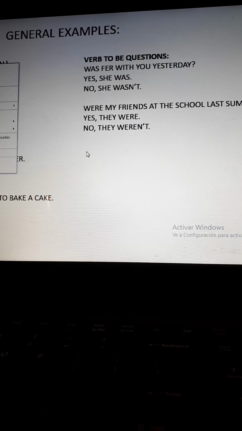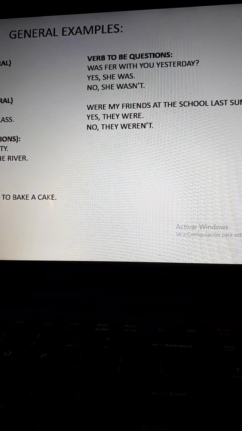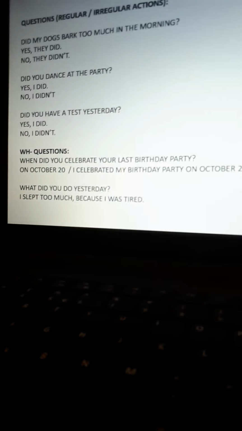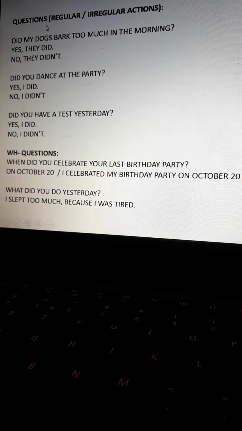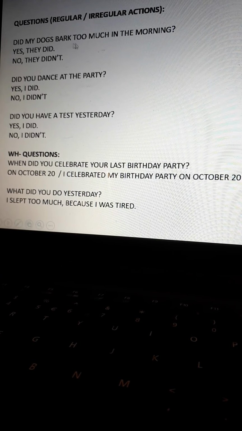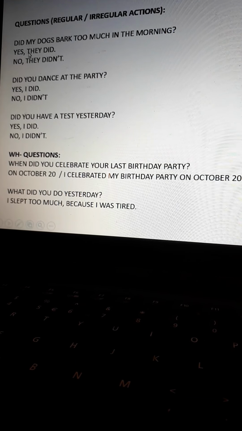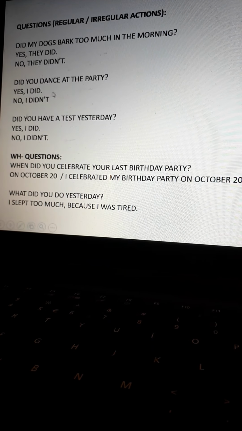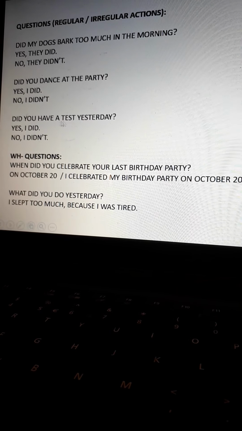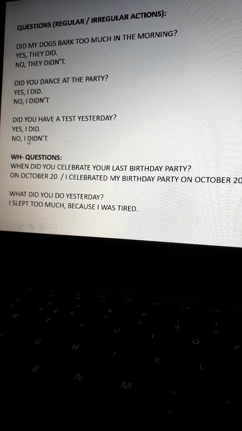And we have more examples. Okay, it says questions, regular and irregular. Did my dogs bark too much in the morning? Yes, they did. No, they didn't. Did you dance at the party? Yes, I did. No, I didn't. Did you have a test yesterday? Yes, I did. No, I didn't.